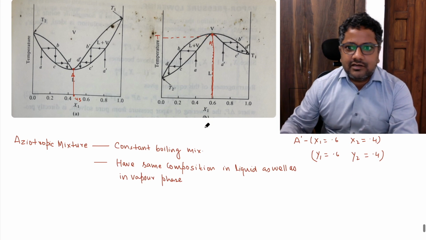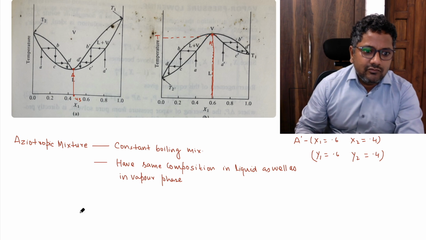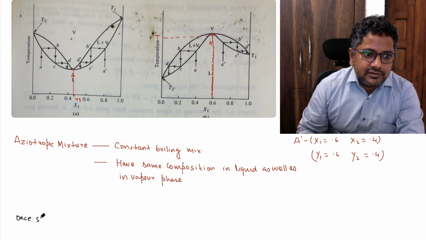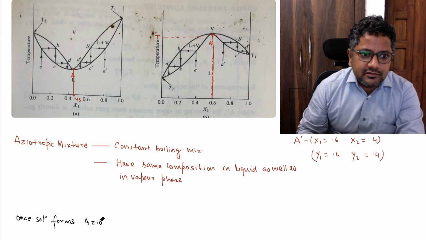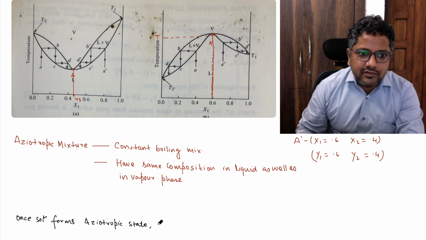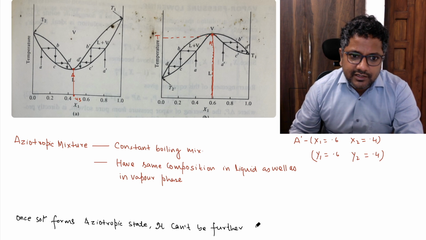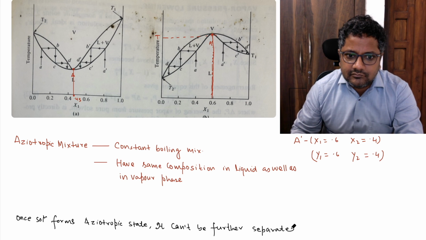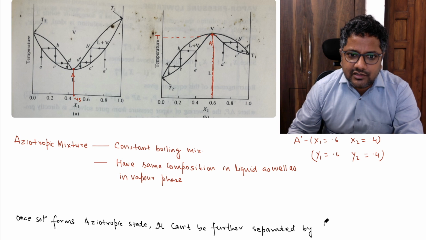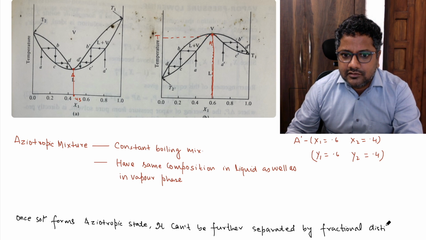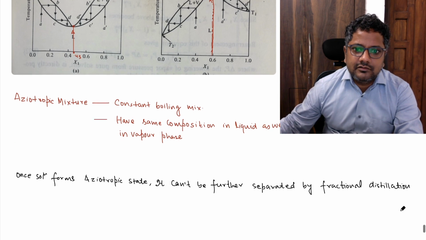So you can write here: once a mixture forms an azeotropic condition, once a solution forms an azeotropic state, it cannot be further separated by fractional distillation method.